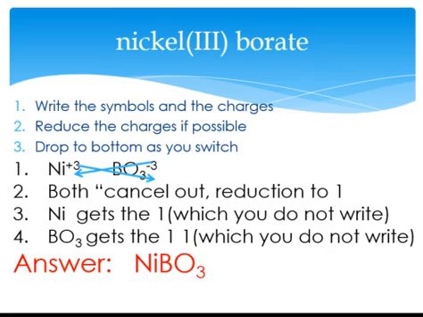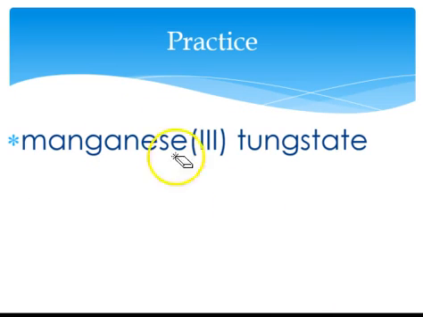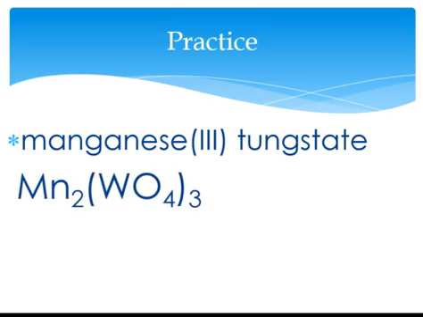All right, so let's go the opposite direction. We've been given the name manganese 3 tungstate, and now we want to write the formula. So first step, symbols and charges. Second step, reduce. Third step, switch to subscripts. So go ahead and pause the video and come back and see the solution. The answer is Mn with the little number 2 subscripted, parentheses WO4, and parentheses, excuse me, with a 3.